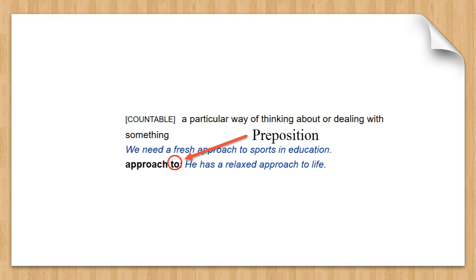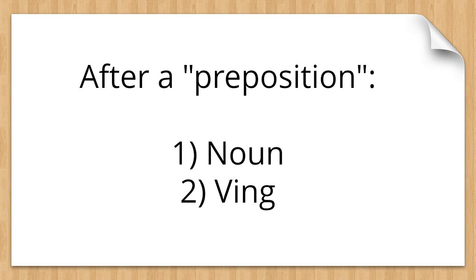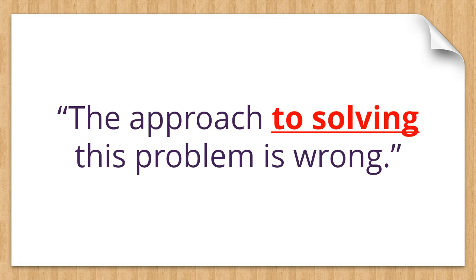Instead, you get this word pattern. After approach, you can use the preposition to. This is very tricky because to can be both a preposition and part of the to plus base verb pattern. Here, it's a preposition. You should know that you need to put a noun or a verb ing after a preposition. Therefore, the correct sentence using the correct word pattern for approach is, the approach to solving this problem is wrong.